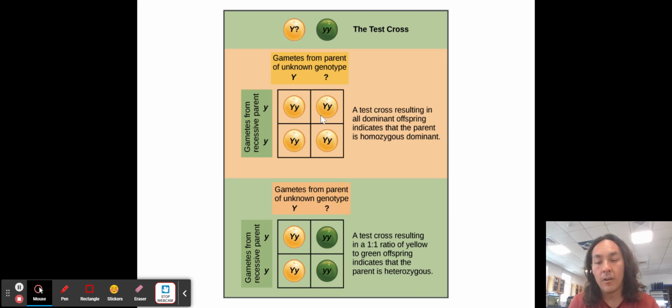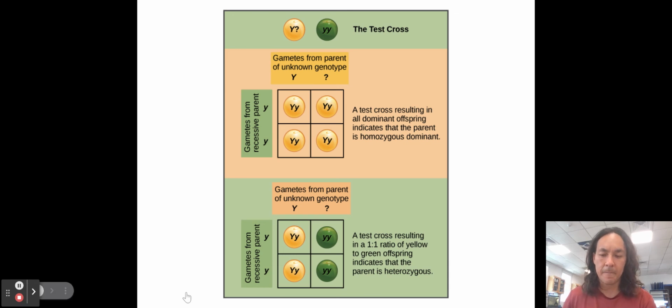If it comes out that all the baby plants are yellow, then we know that this one had to be big Y, or dominant allele, because all the resulting baby plants came out yellow. If they come out half and half, then we know that this one had to be dominant and a recessive, or heterozygous, a big Y and a little y. And that's because then you would get half and half. So this is where it becomes fun, right? You have to use probabilities. You have to use reasoning. You have to use critical thinking skills to figure out what's going on.